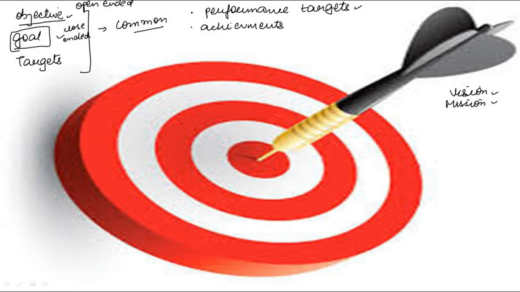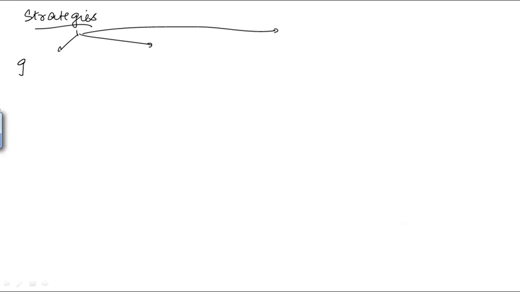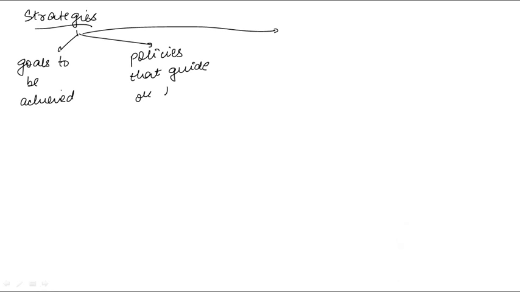Now, moving to next. Before moving further, as we are going to talk about the objectives, let me tell you some of the elements of formal strategies. While framing any strategy, it carries three formal elements. The very first is, you are required to specify the goals to be achieved, that is, which goals your company is going to achieve. After that, you are going to tell them about the policies, that is, which policy you are going to apply. Policies that guide, which policy is going to guide your company, or limit action.